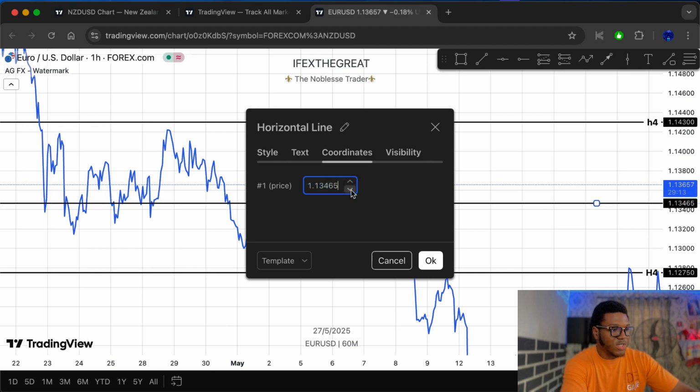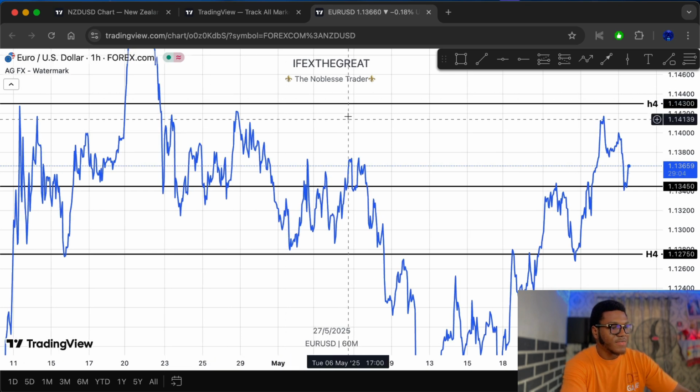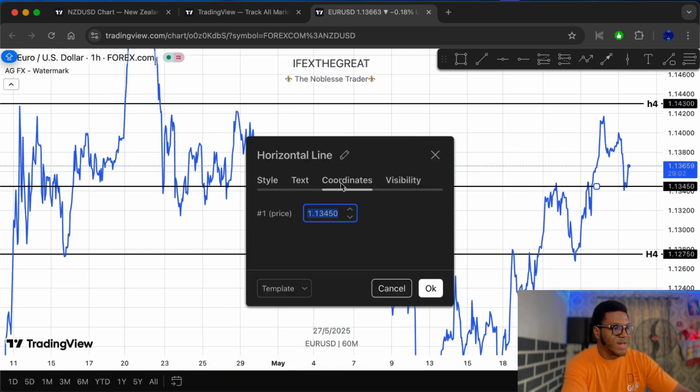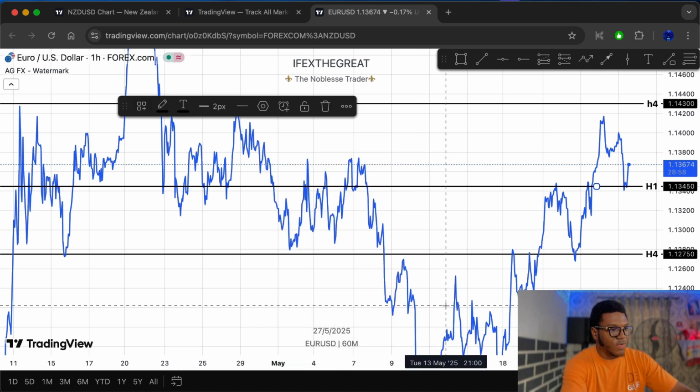So I'm changing it to the nearest 50. Just like that, guys, we have changed it, and now we have our level. So we're going to name it H1 because this is our 1 hour time frame level. So H1, and we'll press OK.